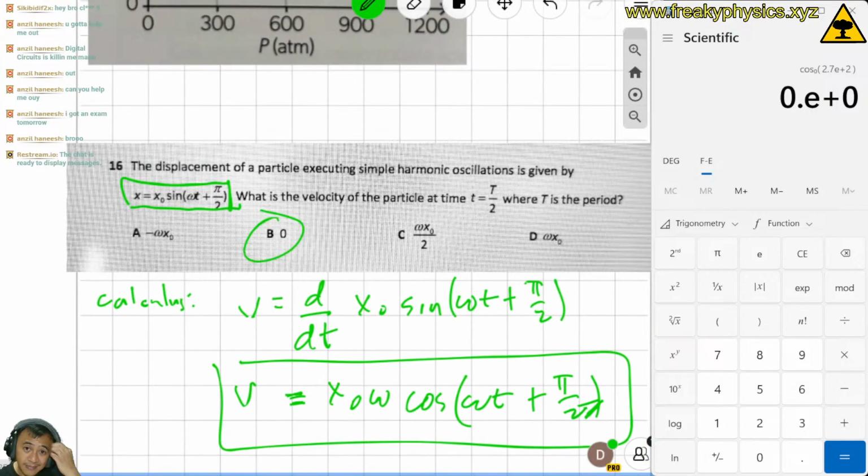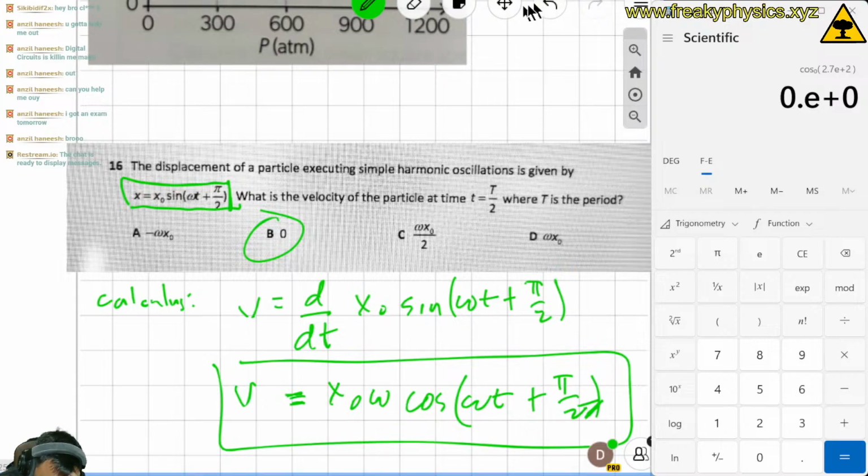Okay, I think that's done. Any questions there? Okay, if none, go ahead. Just how exactly did we get to 3 pi over 2?